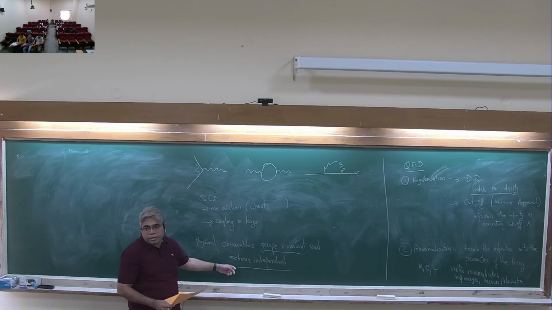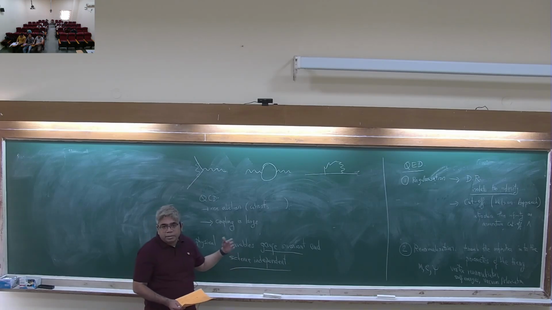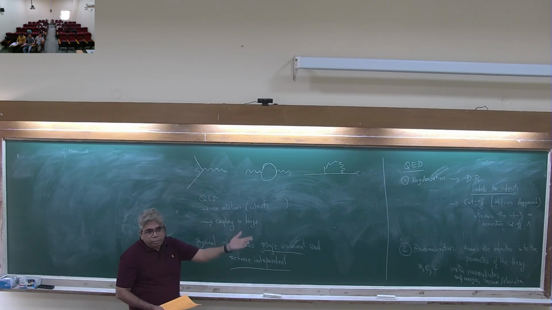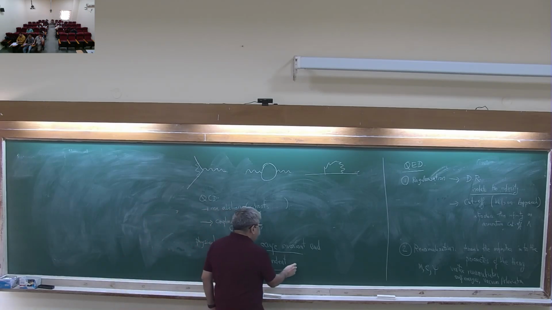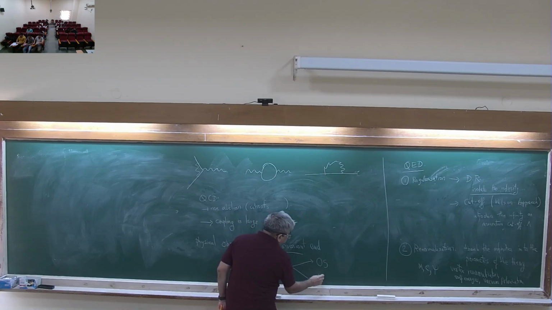The schemes we have seen are two schemes. I mentioned them, I didn't introduce them, I only told what are their properties. Essentially, one is the on-shell scheme, one is the MS bar scheme. So the two schemes we know are OS and MS bar.